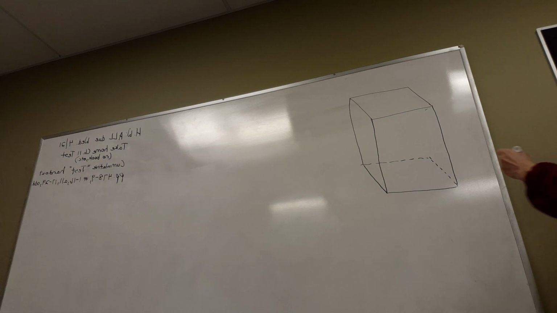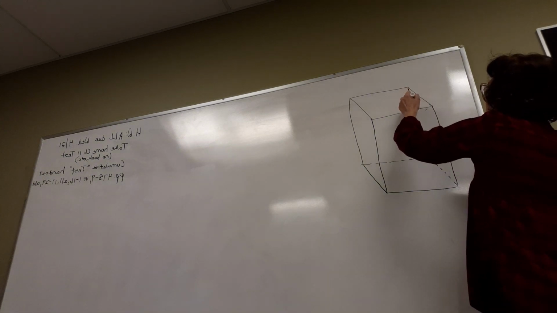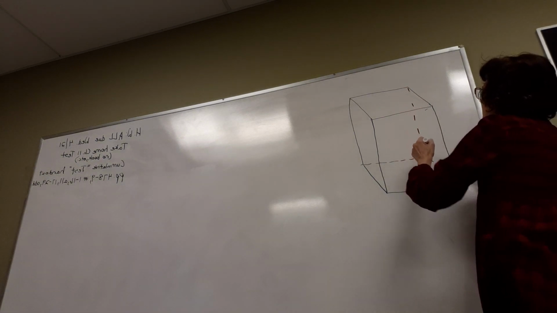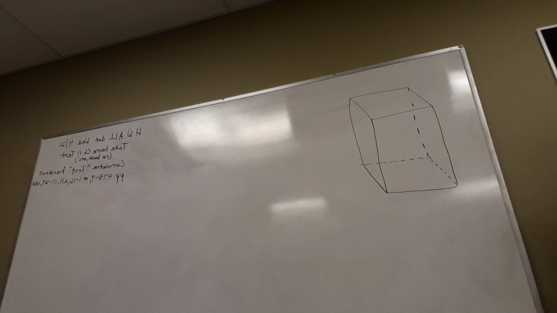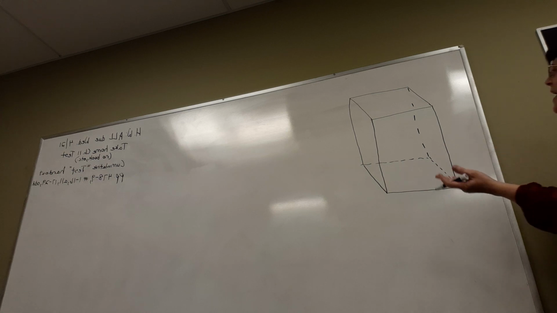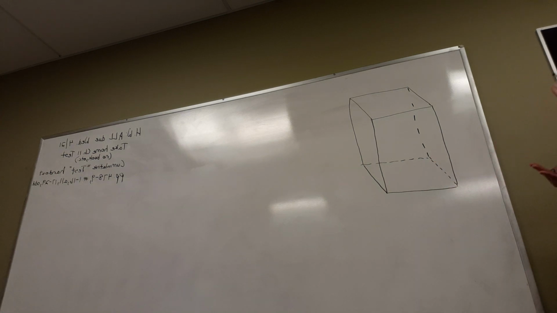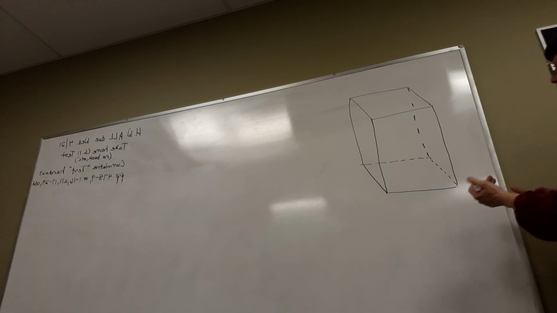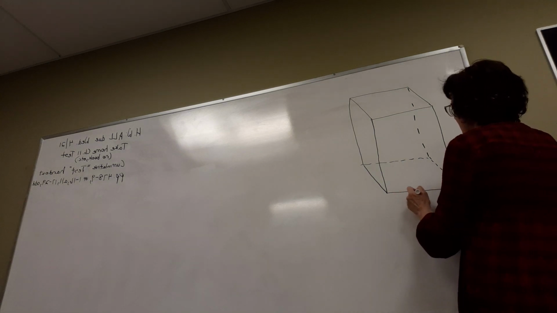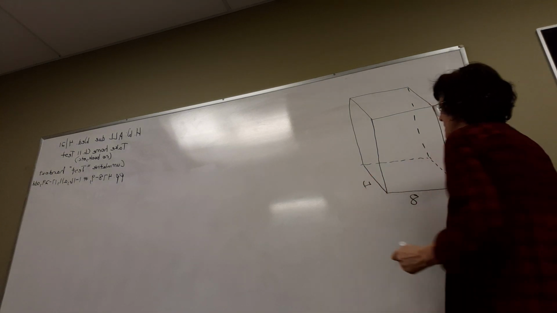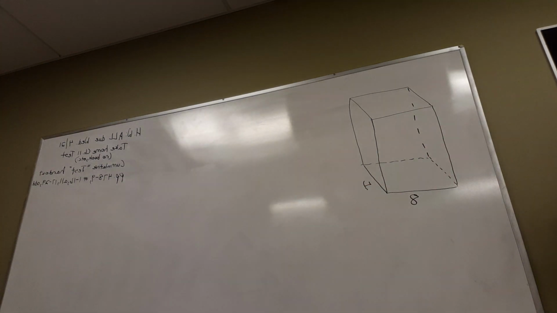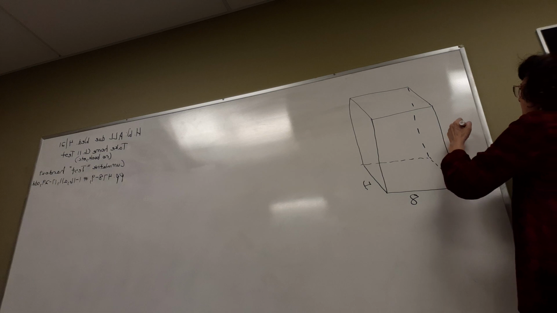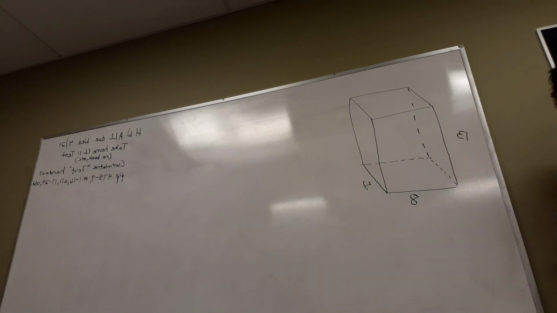All right, it's a very bad prism, I must say, and I forgot to do the dotted line here. So, very poor prism. All right, so when we are looking at lateral area, let's say that this rectangle is 8 by 4. So it's a rectangular prism with base 8 by 4, and the height is 13.